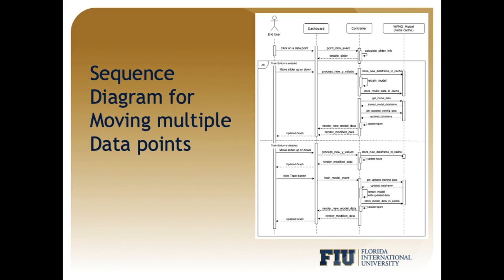After that is done, the controller then retrieves the data for the training and the predictions so that they can be visualized in the dashboard. The controller will update the figure and it will render the new data in the browser. If the train button is disabled, then the flow of events will be really similar, except that the model will be trained every time the user moves a point.